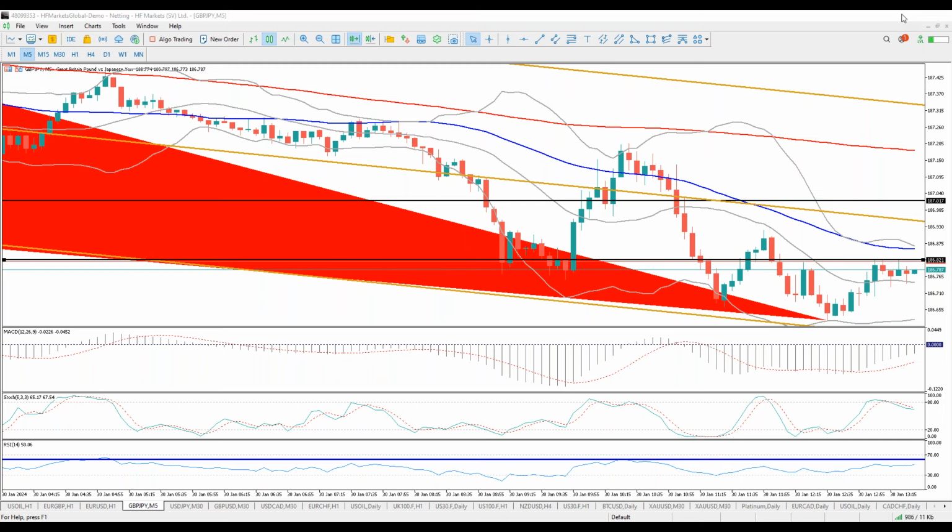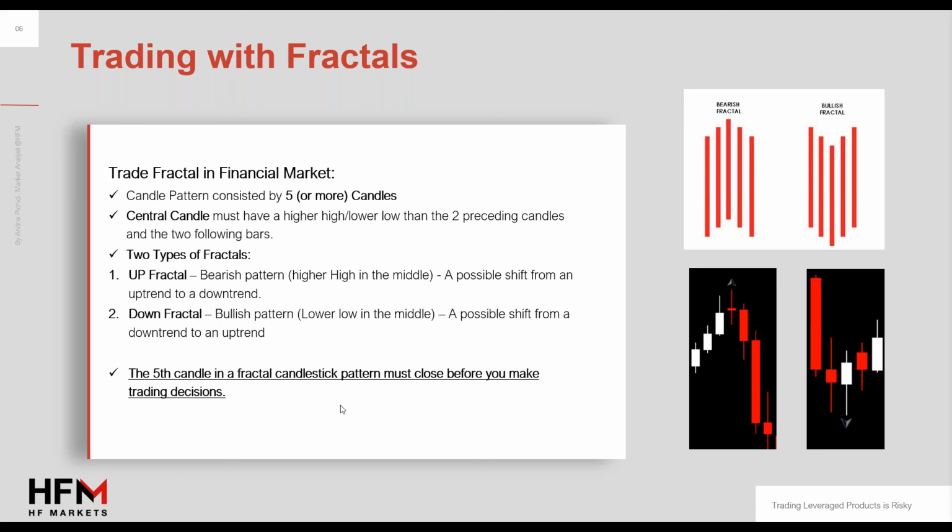Okay, so let's get back to our slides until I have more info from Vladislav. So guys, let's get back to fractals. This is how they look. They are usually presented with an arrow, a top arrow and a bottom arrow. But how exactly is this arrow created?